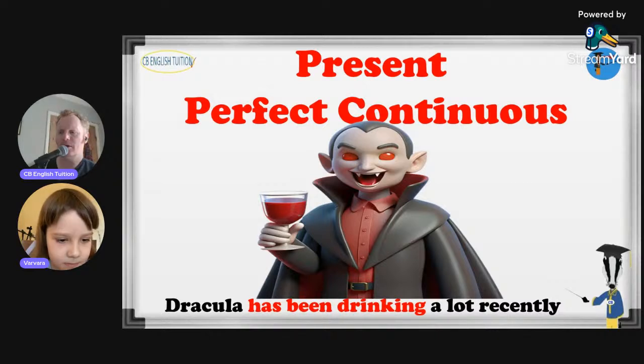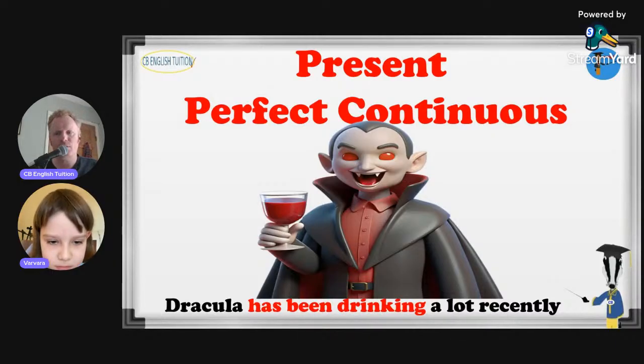Okay, so I saw you a bit earlier. Do you know what we're doing today? Today we are doing present perfect continuous. Yes. So this is the last of the 4 present tenses.